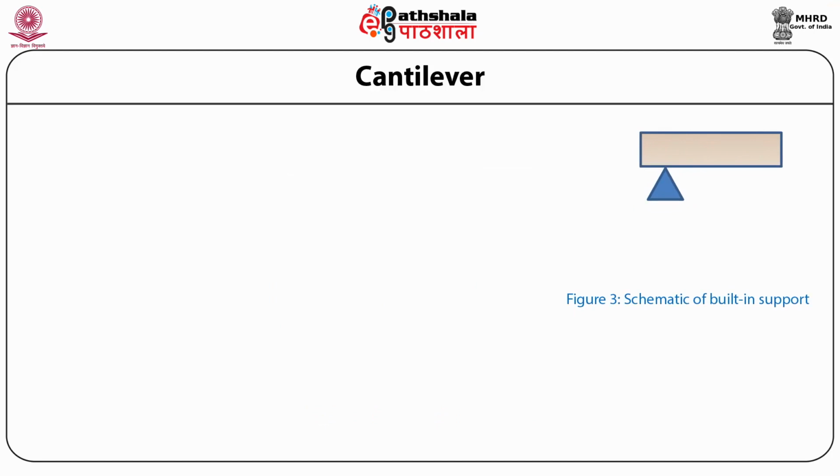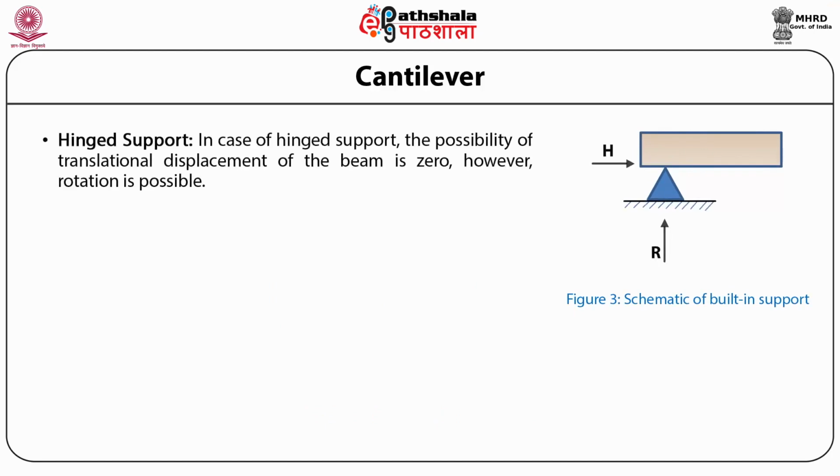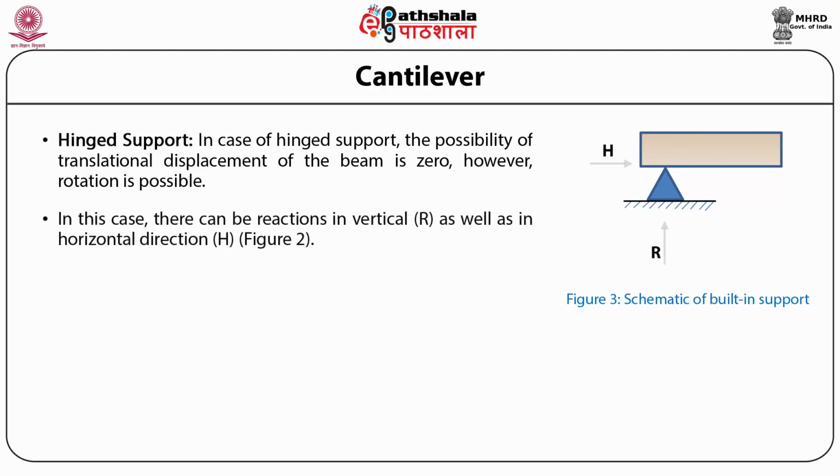Now the next support is the hinged support. The schematic for the hinge support is shown, and in the case of such a support, the possibility of translational displacement of the beam is 0. However, the rotation is possible. In this case, there can be reactions in the vertical as well as the horizontal direction. For the vertical direction, the reaction is represented by R, and in the horizontal direction, it is represented by H.